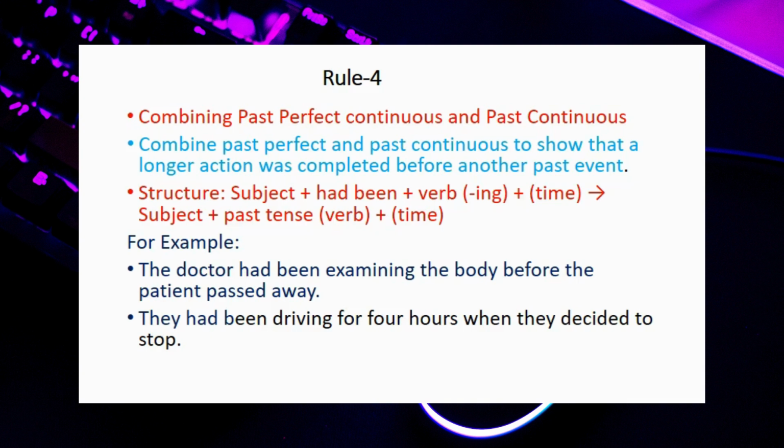For example, the doctor had been examining the body before the patient passed away. Here, the patient passed away occurred in the past. The doctor examined the body occurred in the past, but the doctor was examining the body for a long time. Therefore, we have used past perfect continuous form here. The doctor had been examining the body before the patient passed away. Similarly, they had been driving for 4 hours when they decided to stop.